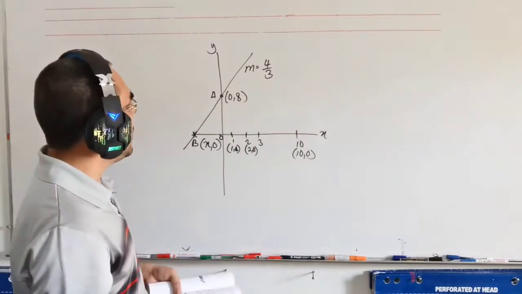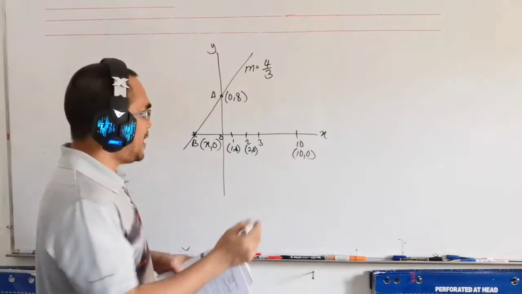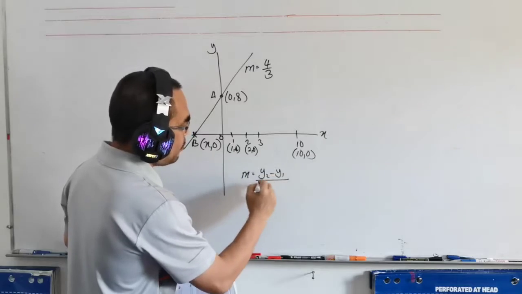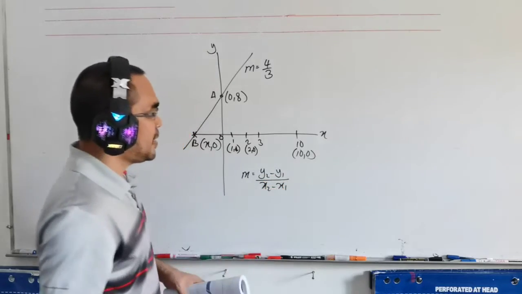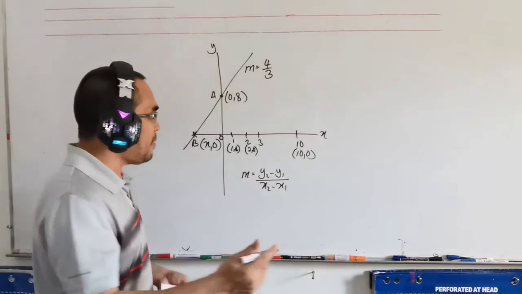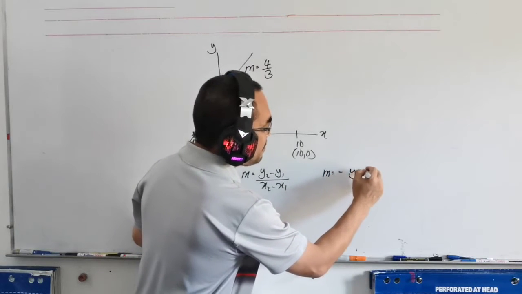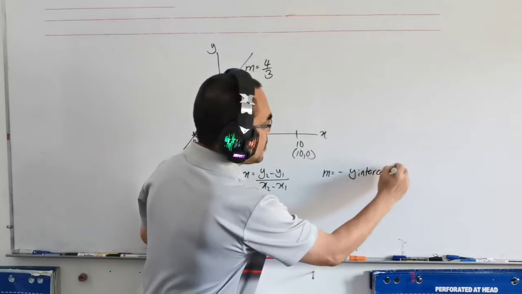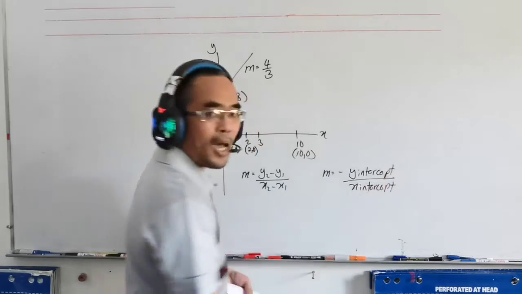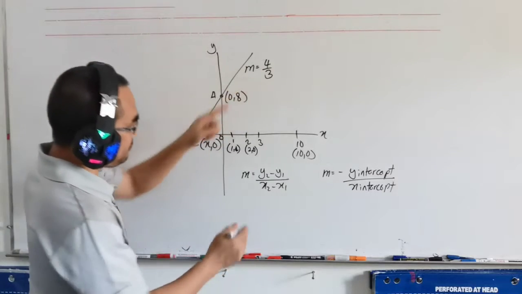There are two formulas for gradient. That is y2 minus y1 over x2 minus x1. And in case we know the x-intercept or the y-intercept, we can also use: gradient is negative y-intercept over x-intercept. So now we are going to do both ways. So m is 4 over 3.